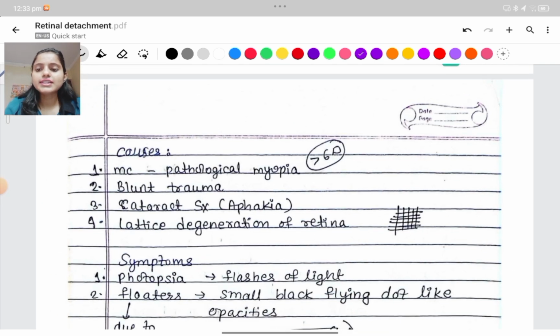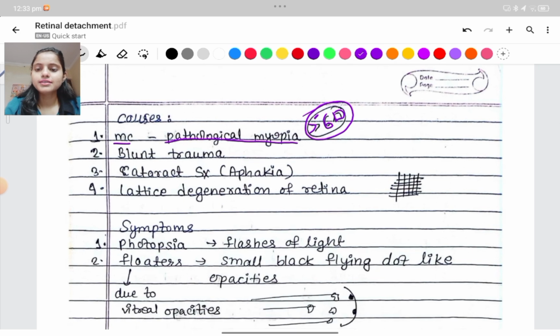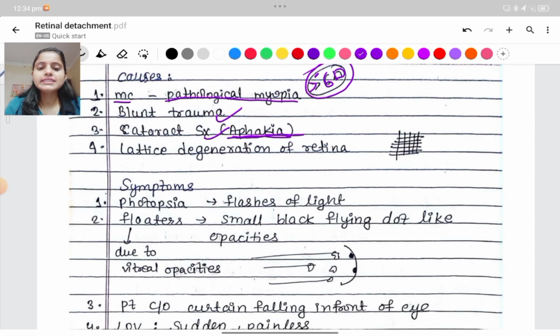The causes of retinal detachment: the most common is pathological myopia, when it is more than -6 diopter. Blunt trauma can cause retinal detachment. Retinal detachment can occur after cataract surgery. Aphakia: if there is no lens, then the vitreous and retina will be pulled. Lattice degeneration of the retina.